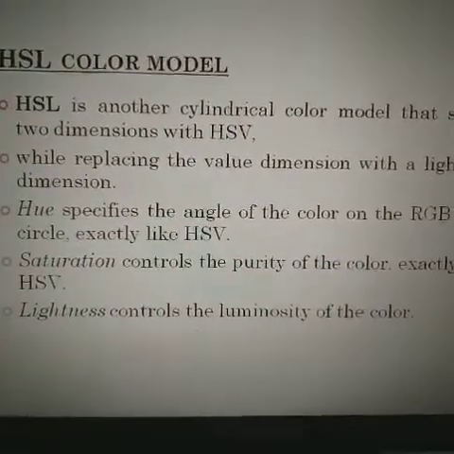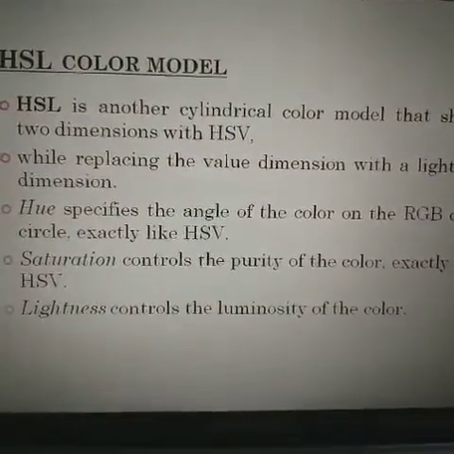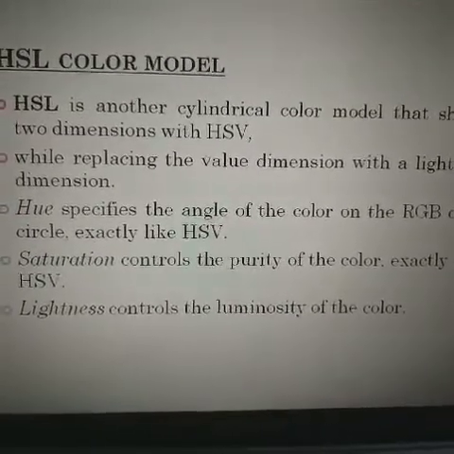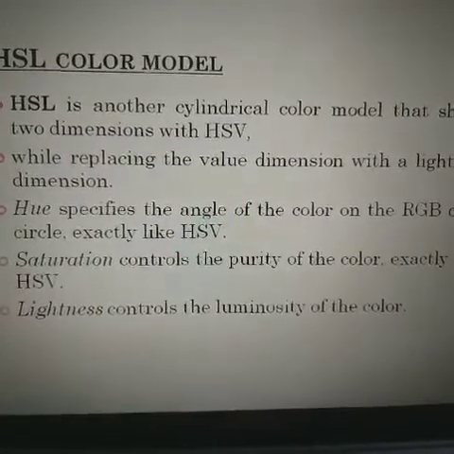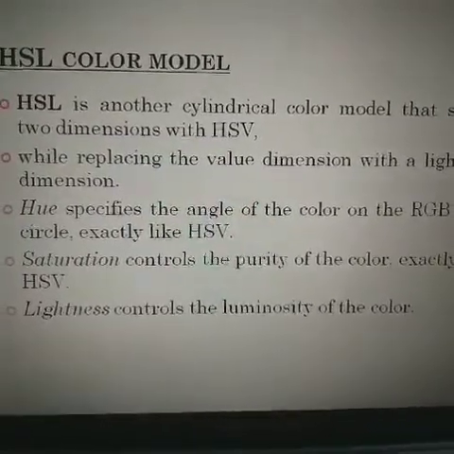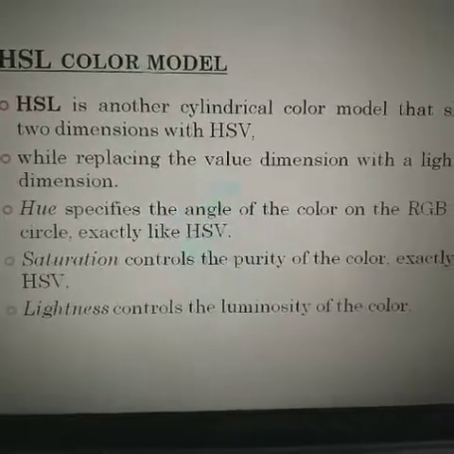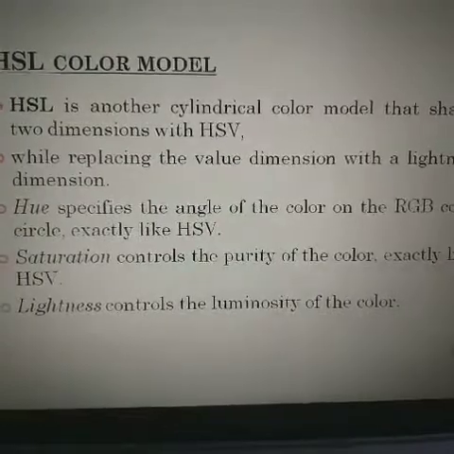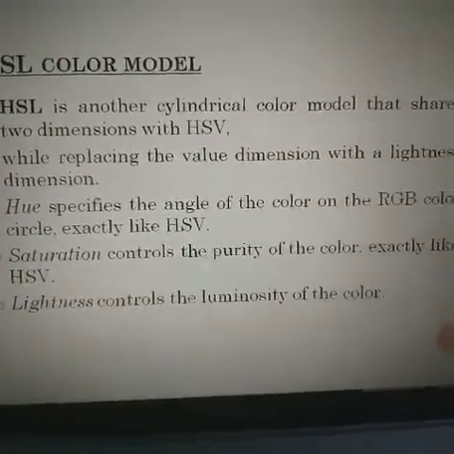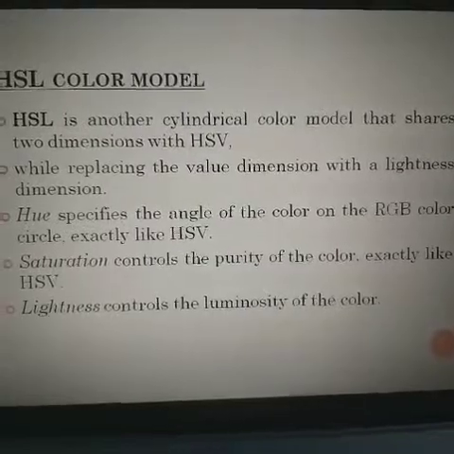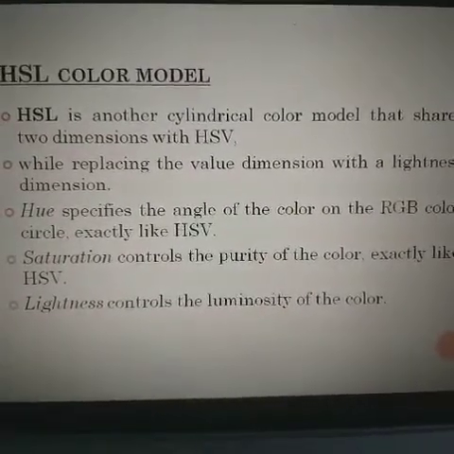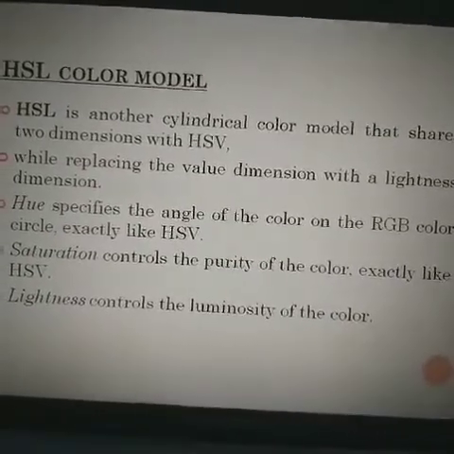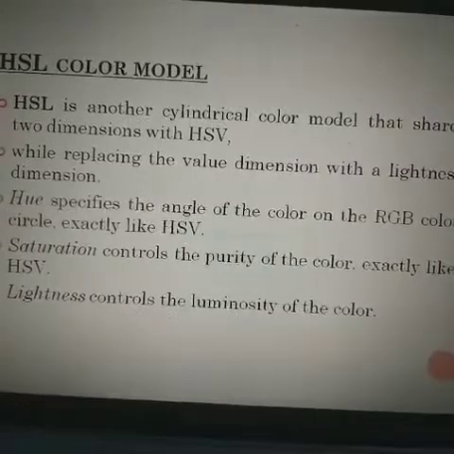And finally we have the next color model, that is the last color model. It is similar to HSB, but there is a difference in one point: here both the hue and saturation are to be mentioned, but the third, L, represents the lightness. So HSL is another cylindrical color model that shares two dimensions with HSV. By replacing the value dimension with a lightness dimension, we have three dimensions.